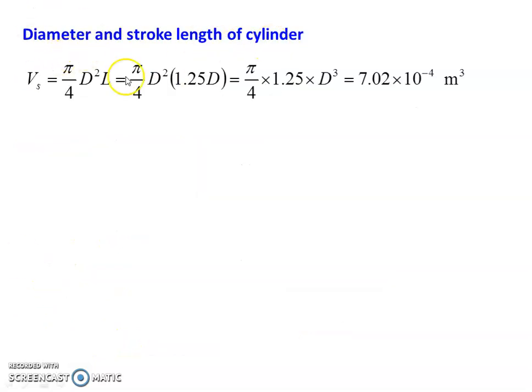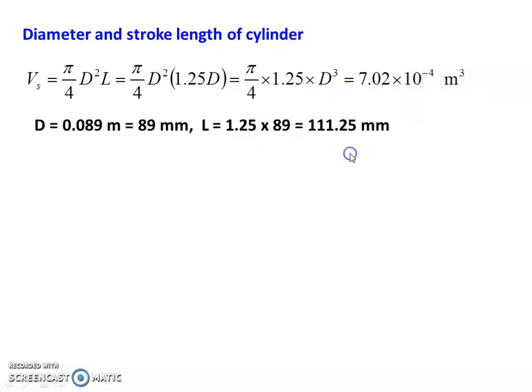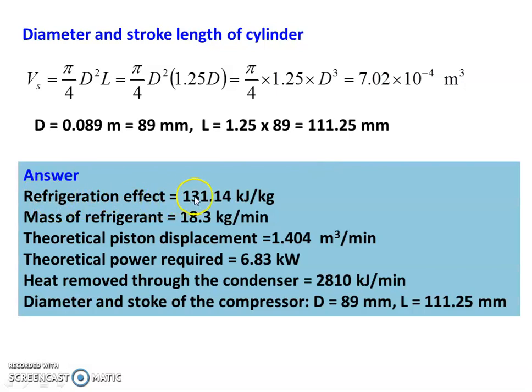Then the diameter and the stroke length. The swept volume equal to pi by 4 d square into L, where L equal to 1.25 times the diameter. So pi by 4 into 1.25 into d cube equal to 7.02 times 10 power minus 4 meter cube. Solving this equation, diameter equal to 0.089 meter, which is 89 millimeter, and stroke length equal to 1.25 into 89 equal to 111.25 millimeter.